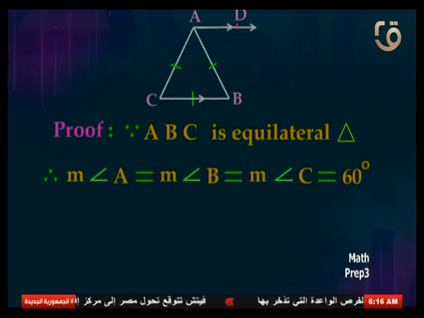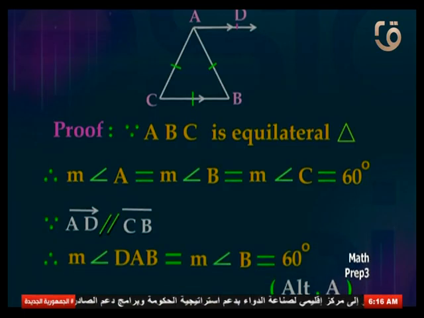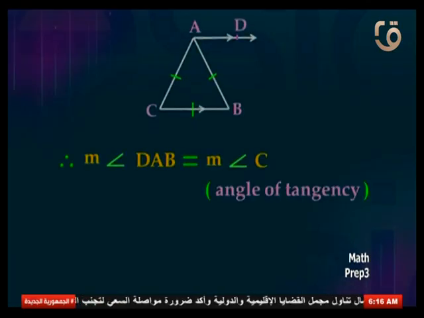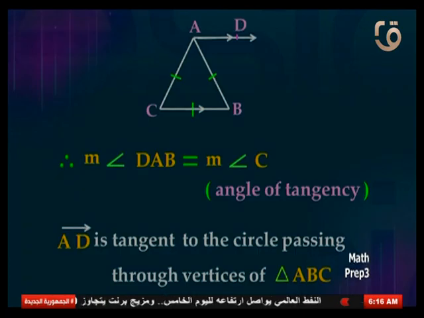What about AD parallel to BC? Yes, there are alternate angles. Then we can say that measure angle DAB equals measure angle B equals 60 degrees, alternate angles. Then you are going to notice that measure angle DAB equals measure angle C, angle of tangency. So we can say that AD is a tangent to the circle which passes through the vertices of triangle ABC.